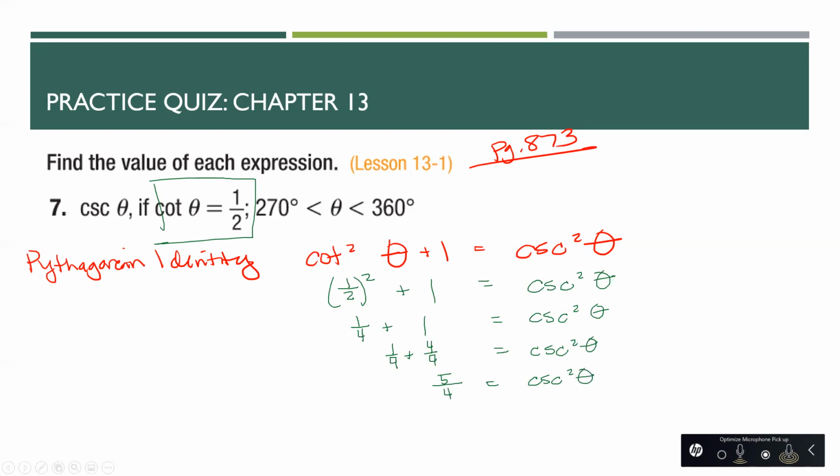And now remember, we want cosecant of theta, not cosecant squared. So we would have to take the square root of both sides. So the square root of 5, we're going to leave it as the square root of 5, and the square root of 4 is 2. And then the square root of cosecant squared is just cosecant. Okay, and we do not need to simplify this anymore. If in the denominator we had the square root of 5, then we would have to keep simplifying, but our denominator is 2, so we can just stop there. Okay.